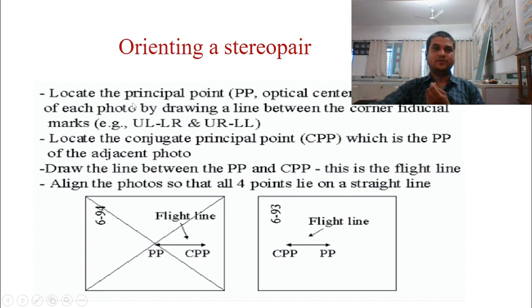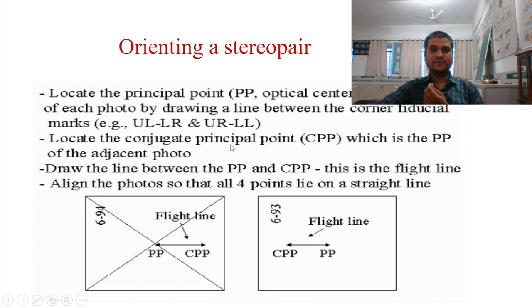orienting a stereoscope. Look at the principal point. In that first image we have a photo. This is the blank page. Look at the principal point, I already told you, the middle point of that particular image. That is PP, the optical center or nadir. On each photo, we draw the line between the corner fiducial marks, for example UL, LR, UR, LL, depending upon the image.